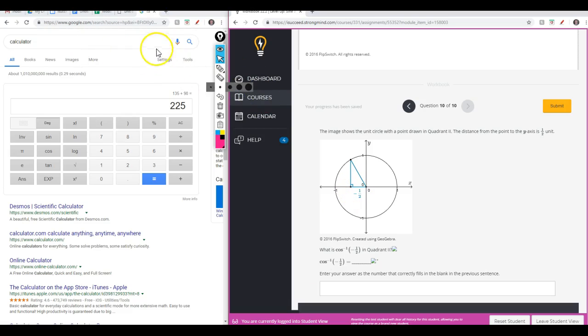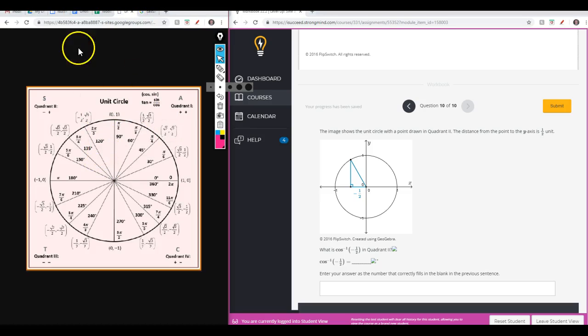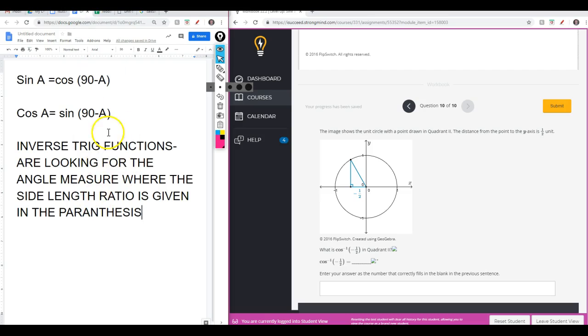Okay, so there's two ways you can answer this. Again, you can first answer it using the unit circle and remembering that the inverse trig functions are looking for the angle measure. So we're looking for this angle right here, where our cosine of that value, so the x-coordinate, is negative 1/2. That's our side ratio.